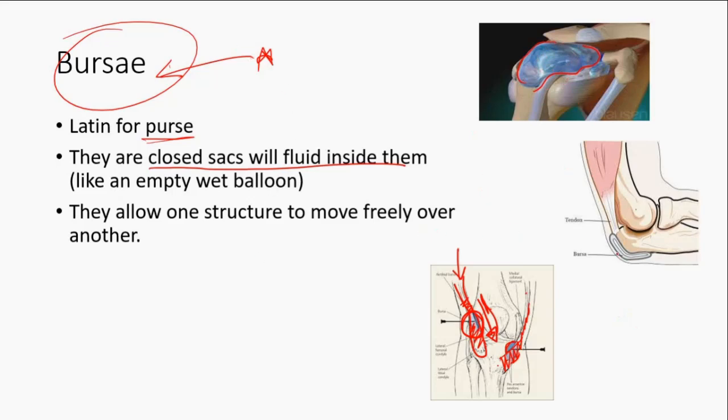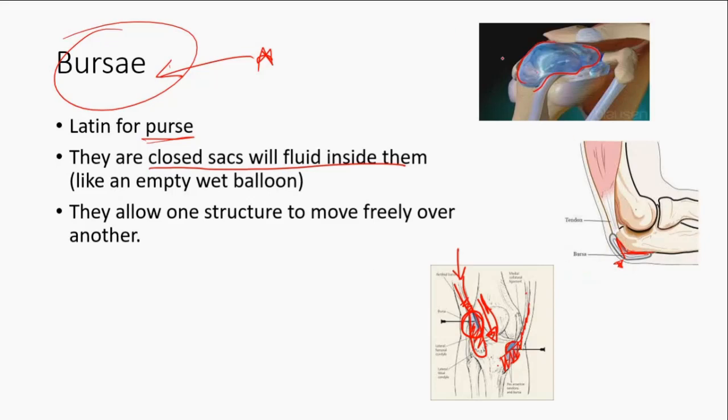Another place that it normally does this is in places where the bone is very close, is pointy, and is very close to the skin. This is your elbow joint. And remember that these are not fluid-filled sacs. They're not filled with fluid because they would pop, obviously, but they're more like a wet balloon where it's just slippery and it removes the friction.